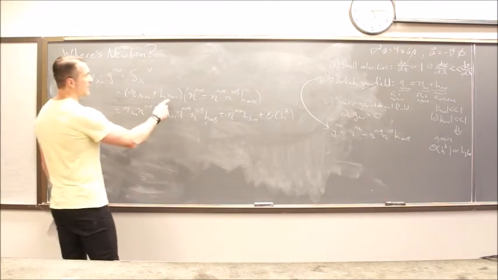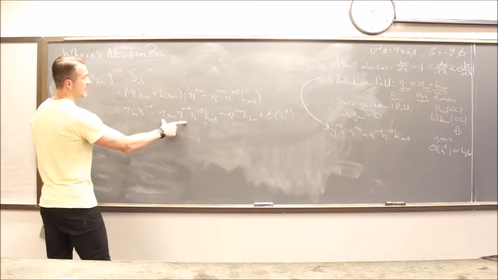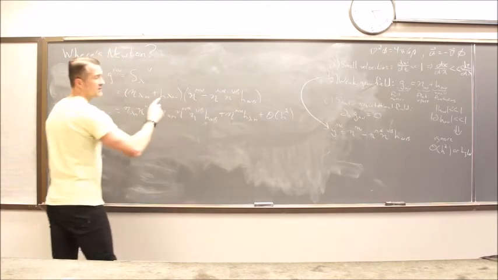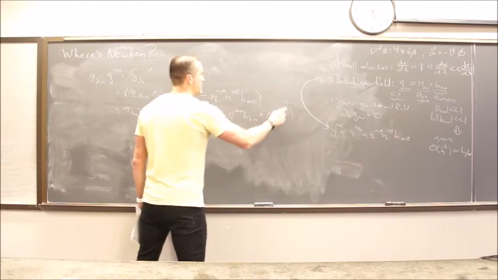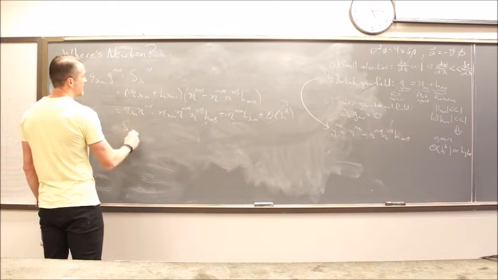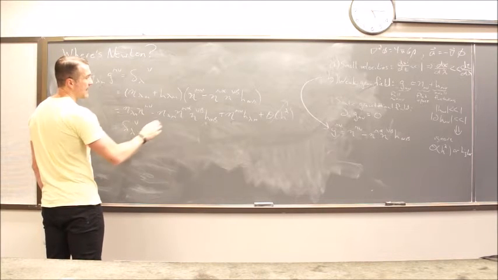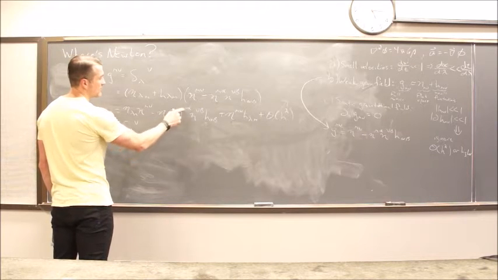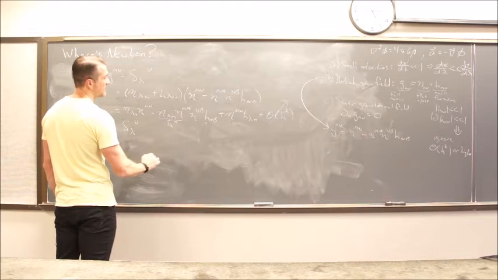So h lambda mu, eta mu nu, that's that term right there. This term comes from hitting this onto that. And then the last term is order h squared, and I'm going to ignore that. So ignore this. This term is just going to give me delta lambda nu. And then this term is going to become a delta function on lambda alpha.